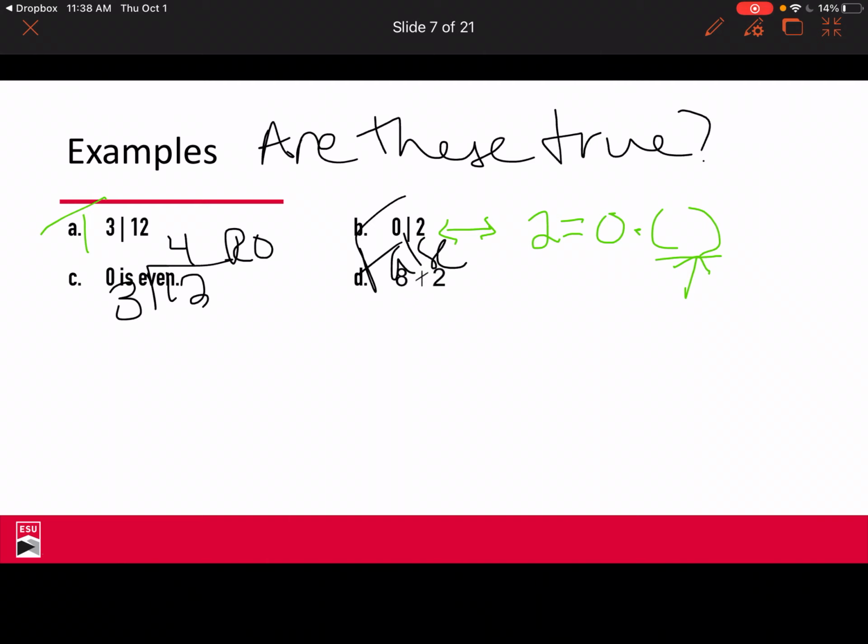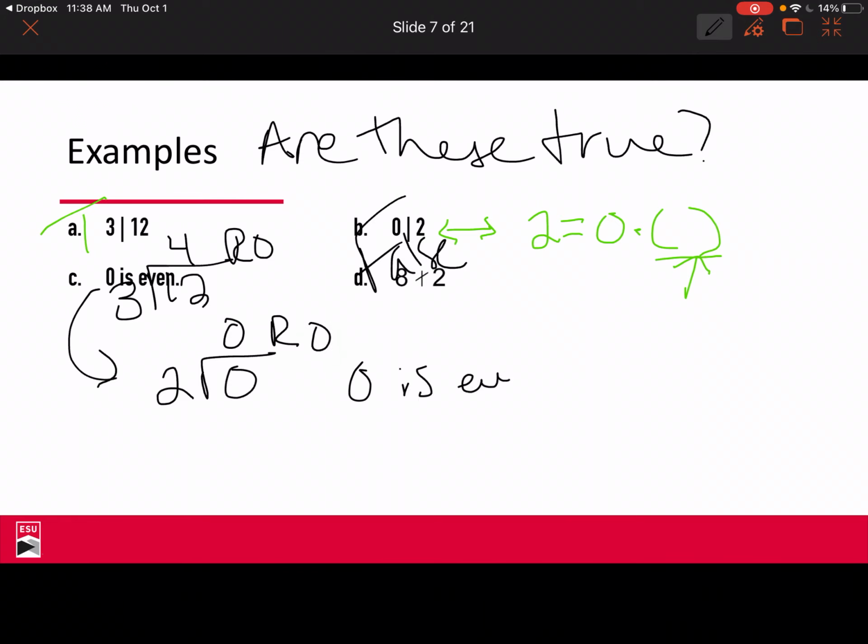Is 0 even? Well, if we divide 0 by 2, we get 0, remainder 0. 0 is even. Is it true that 8 doesn't divide 2? You have to remember we're not working with fractions yet, we're still working with our whole numbers. So is there a whole number such that 2 equals 8 times that number? No. So that is also true.